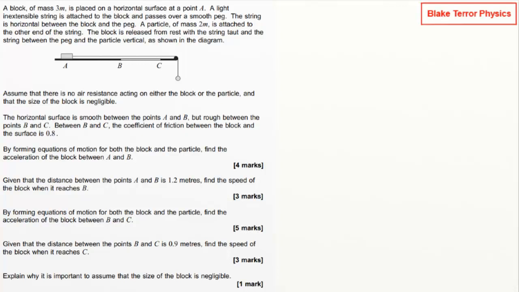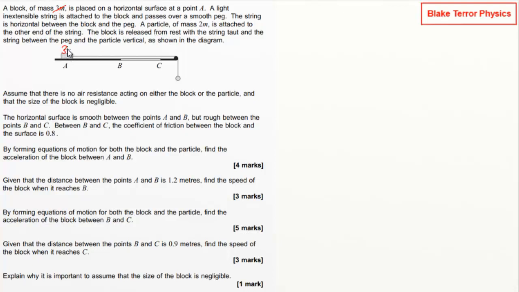Hello, this video is on one of these sort of epic mechanics questions that they like to throw in, particularly in dynamics questions. So let's see how we get on with this. Usual thing, look at the diagram first, then read through the text to see if there's anything that's not on the diagram already. So we've got a block of mass 3m, right, we can add that on.